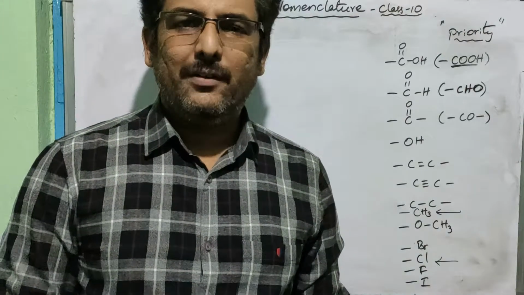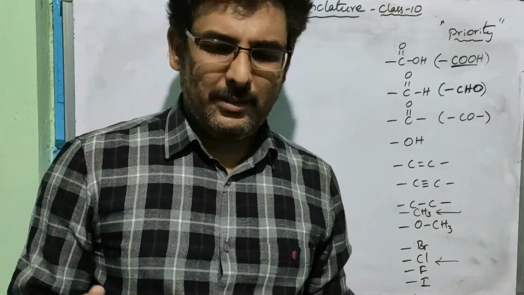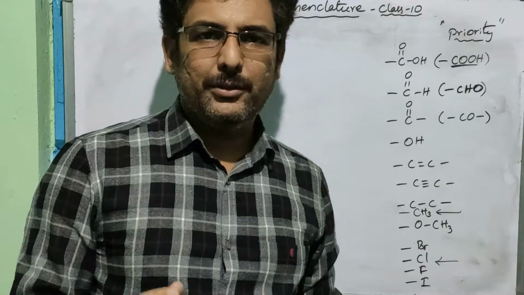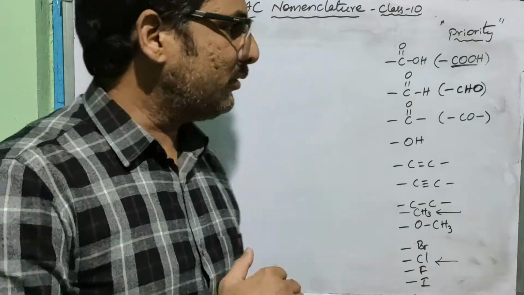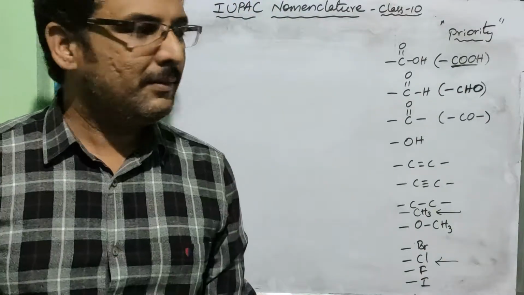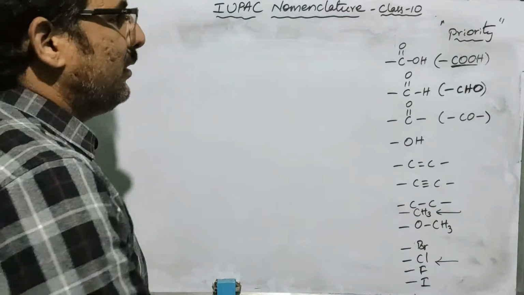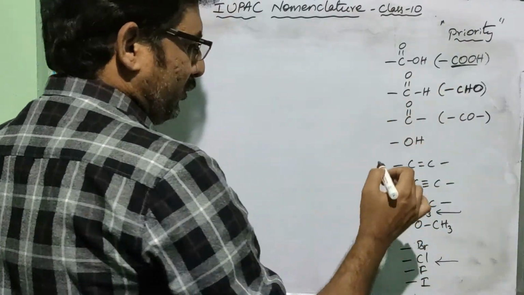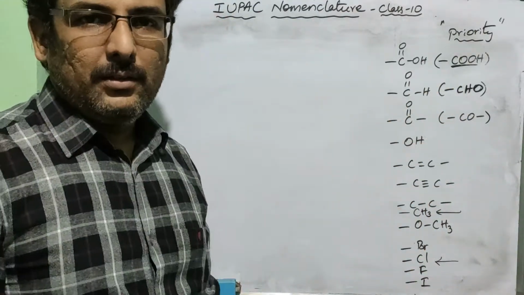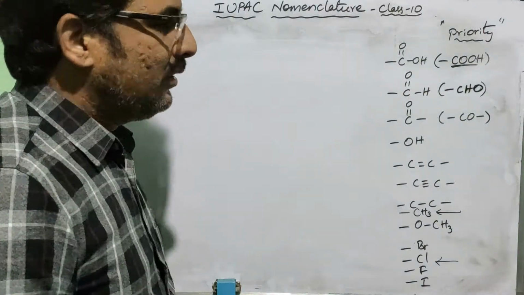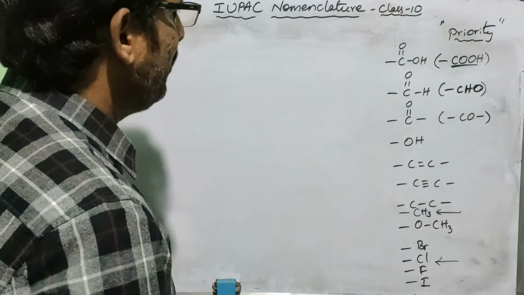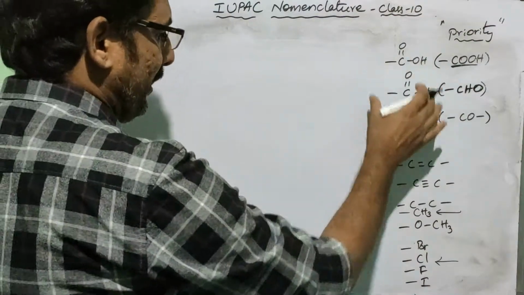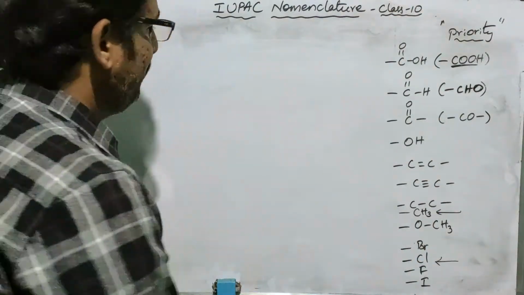Hello everyone. So we have already discussed how to name an organic compound using the IUPAC system. This is also a continuation of the topic. Here we use this preferential order when you name an organic compound using the IUPAC system. Let's see an example, then you will understand what this preferential order is.